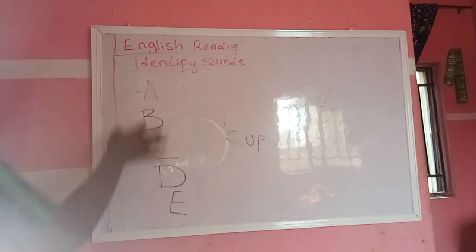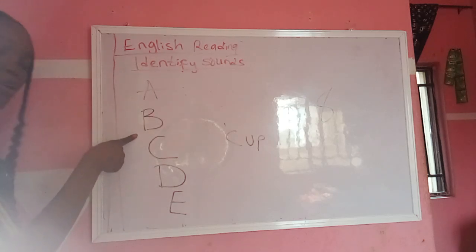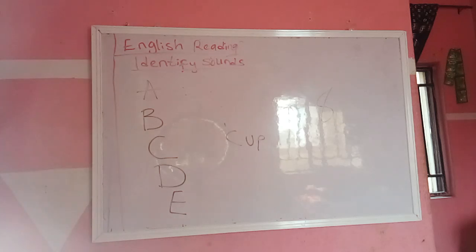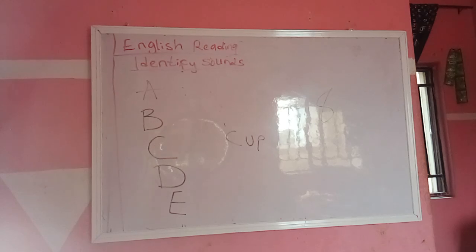So whenever you see letter A in a word, you pronounce it as A. Whenever you see letter B, you pronounce it as B. Very good. Then whenever you see letter C in a word, C as in K, D as in D, and E as in A. So let's go again. A as in A. B as in B, like I want to say bread. C as in K.